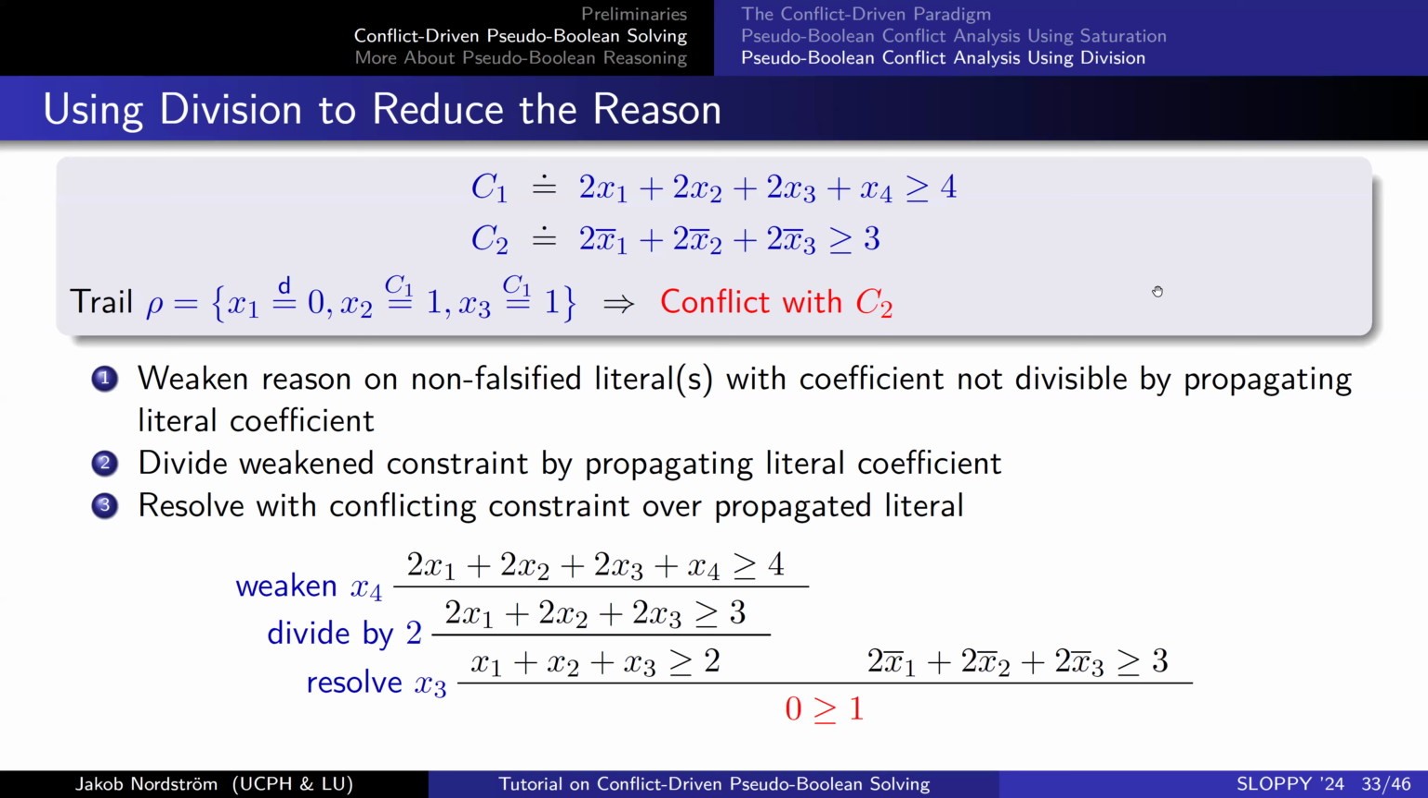And then we divide by 2, and we get x1 plus x2 plus x3 greater or equal to. And we should resolve this with the conflict constraint. So we multiply this by 2, and we add up. And we get 0 greater or equal to 1. In the first step in conflict analysis, we suddenly got, just like that, conflict. Conflict, like 0 greater or equal to 1.